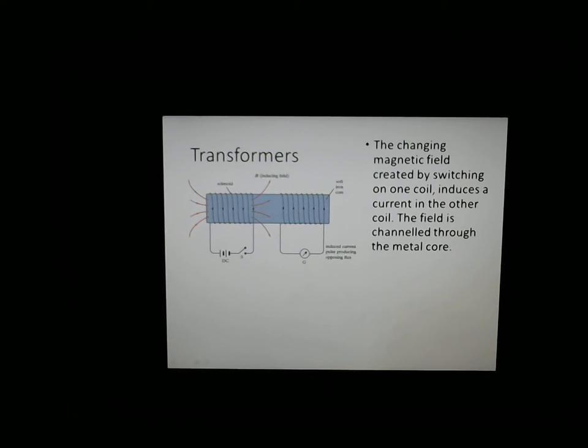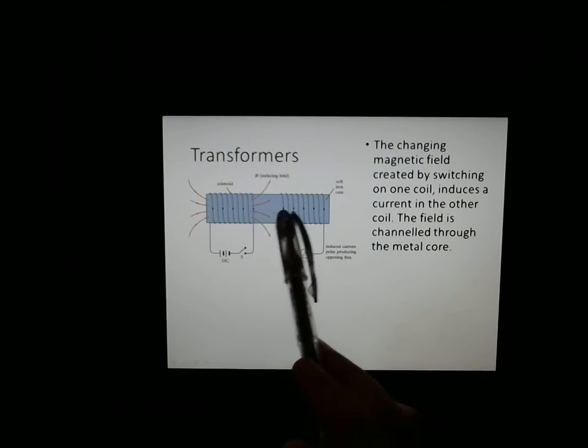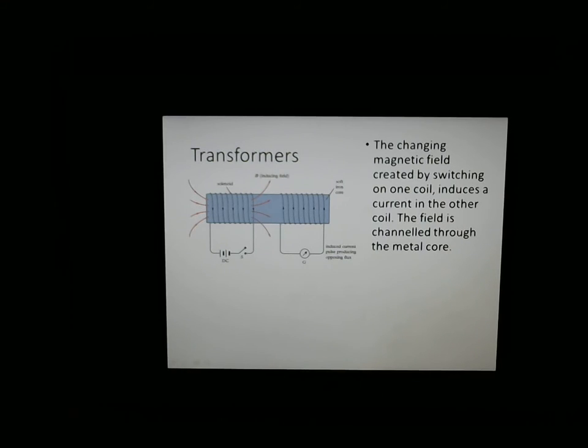Now remember, because we're going to induce a current in it, if this is north on this side, it will create a north pole on this side to oppose it. That's our Lenz's law. Keep that in mind. Now, on a DC circuit like this, you'll only get this effect when you turn the switch on or off.